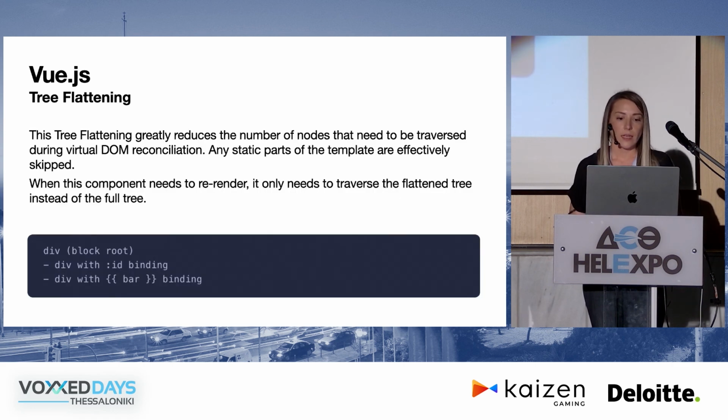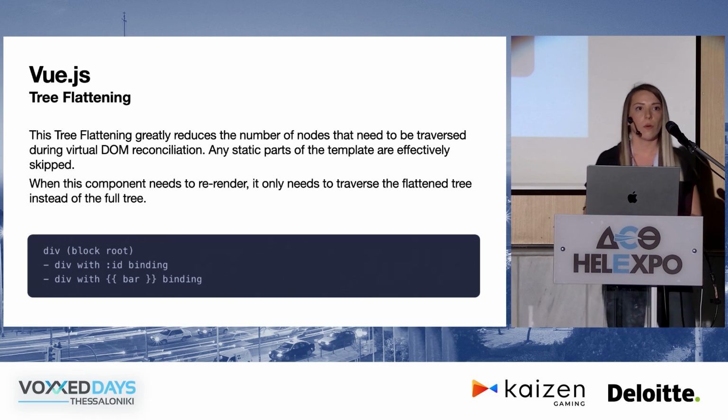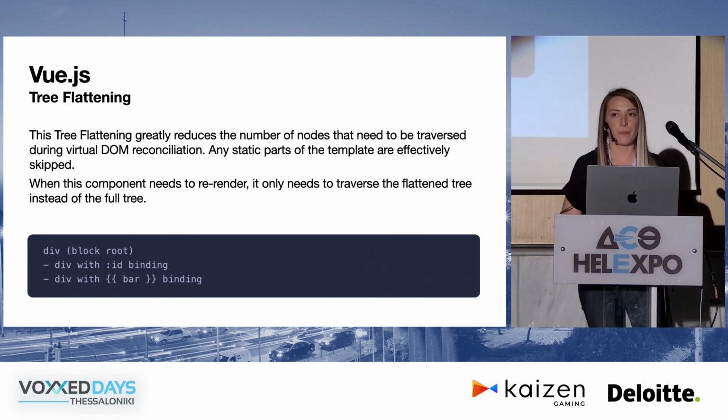So the tree flattening reduces the number of nodes that need to be traversed, and any diff processes can be skipped. So Vue can only traverse those nodes that are bound into the DOM.